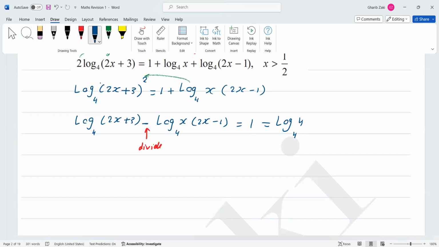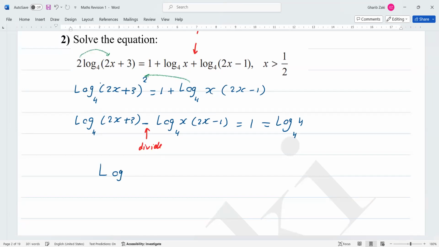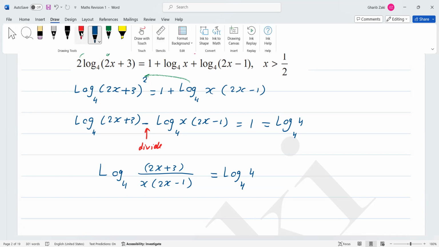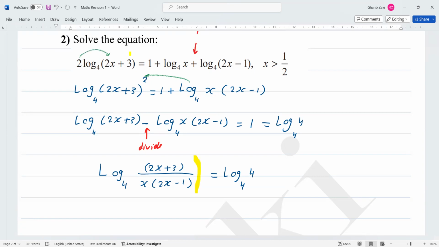Then we write this as 1 log fraction, (2x plus 3) divided by x(2x minus 1), to the base 4 equals log 4 to the base 4. Now, if the bases are the same, then what is inside the log will be the same. It means this value inside the log equals 4.